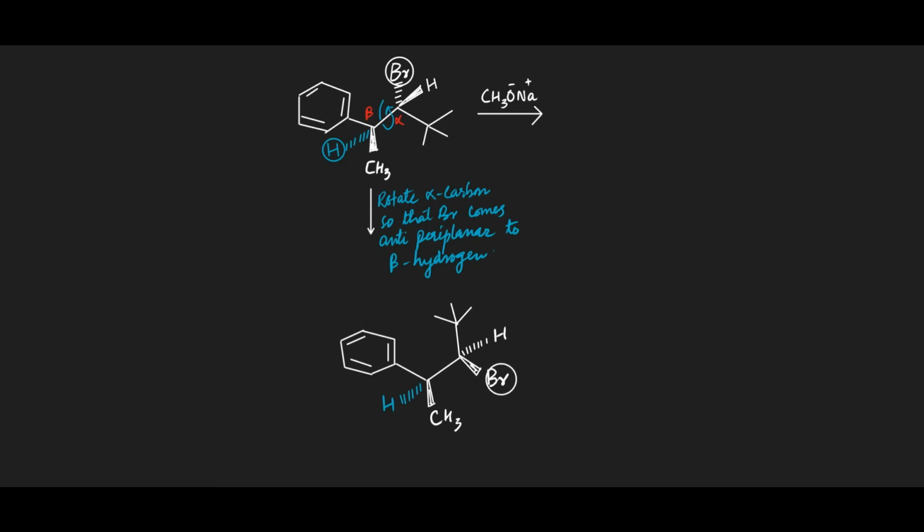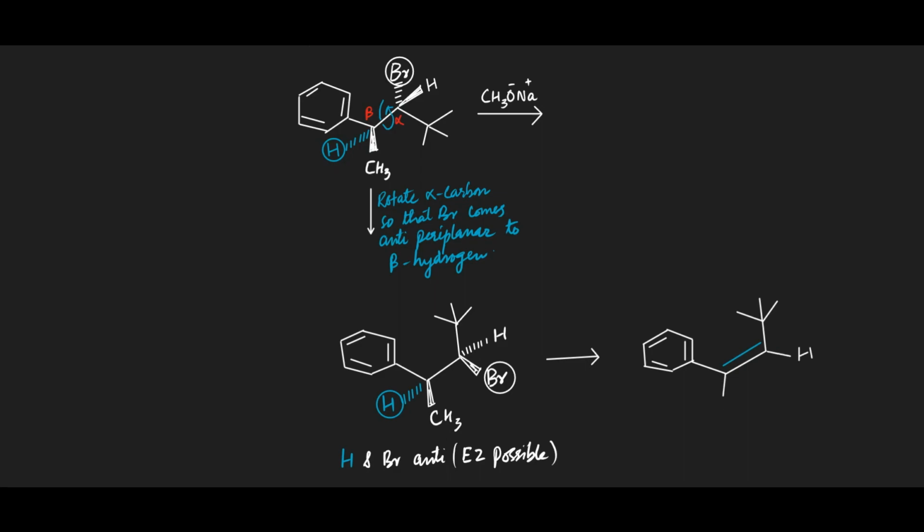Now bromine and cyan blue hydrogen on beta carbon are trans to each other, and hence anti-periplanar, which means E2 is now possible in this conformation. Removing HBr gives this alkene, which is a cis alkene and the only product possible because only one beta hydrogen is present in the substrate. Thus, this is an example of stereospecific E2 reaction.